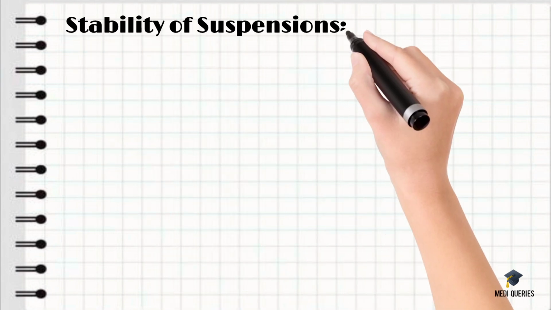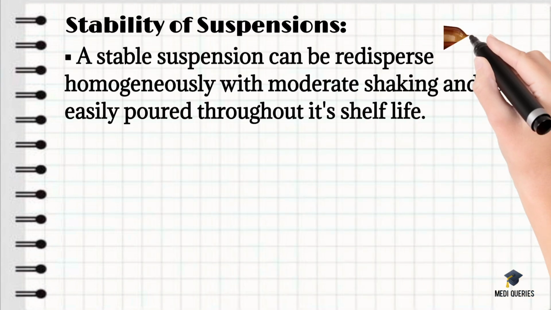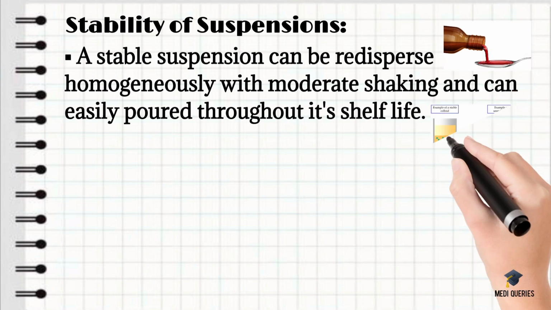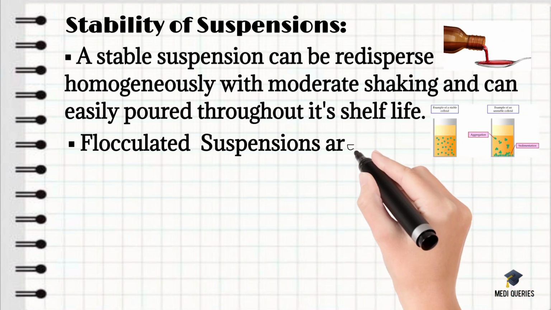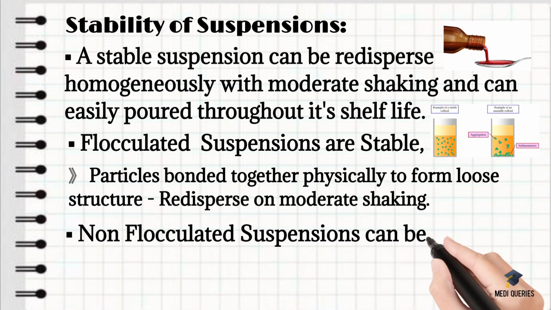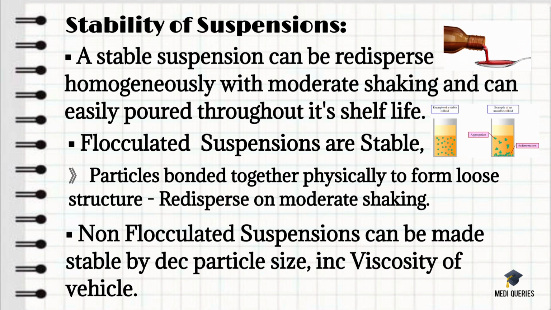And the next one is the stability of the suspensions. A stable suspension can be redispersed homogeneously with moderate shaking and can be easily poured throughout its shelf life. Here, the most stable pharmaceutical suspensions are flocculated ones, that is, the suspended particles are bonded together physically to form loose semi-rigid structures here. The suspended particles are said to uphold each other while exerting no significant forces on the liquid. So the sedimented particles of a flocculated suspension can be redispersed easily at any time with only moderate shaking. Okay. The non-flocculated suspensions can be made stable by decreasing the particle size of the suspended materials or by increasing the density and viscosity of the vehicle here.